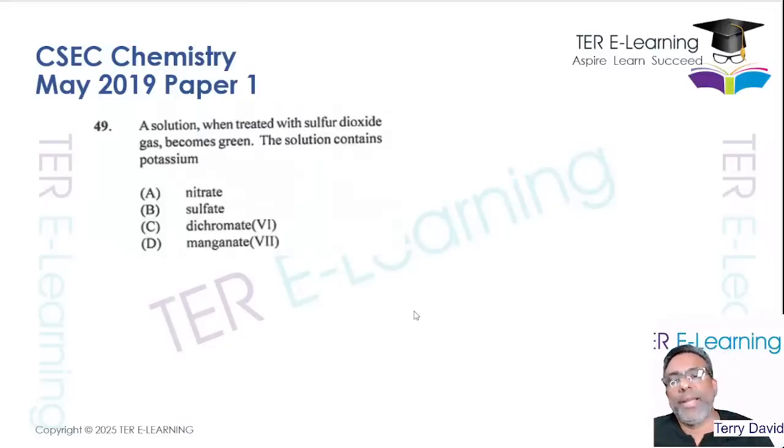Right, so for this one here, we're talking about potassium dichromate 6. You see they talk about the solution turning green. So sulfur dioxide is going to be a reducing agent and it's going to react with the potassium dichromate and turn it from orange to green. So the answer is C.